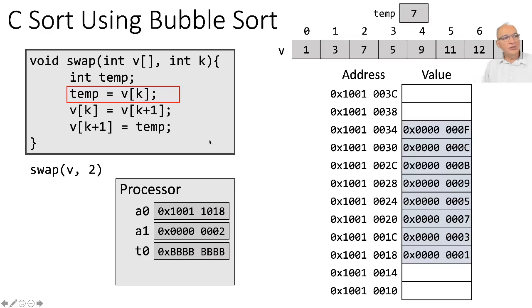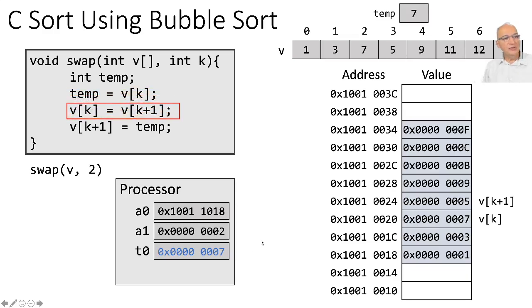Now, when I execute the first statement of the swap, what is going to happen is that the value of vk, which is here in memory, so here is vk, here is vk plus 1, will be copied from that memory position into T0.